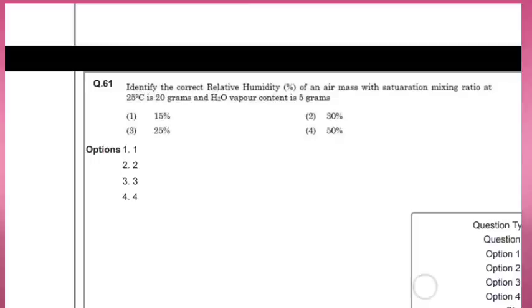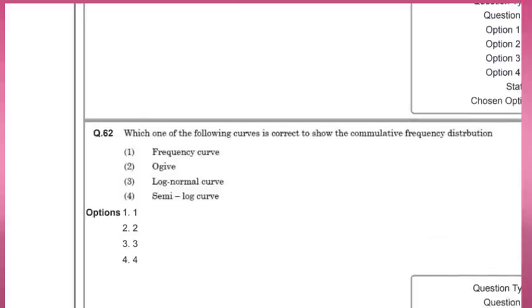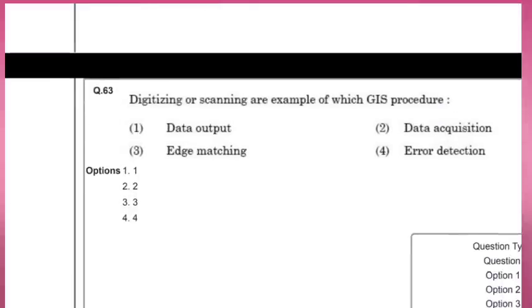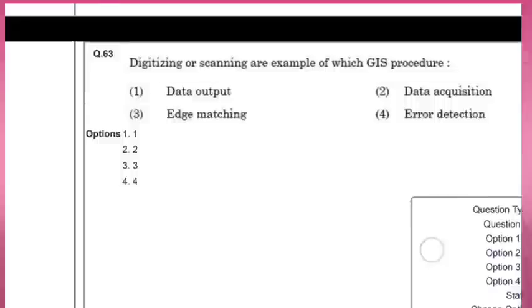And the next question, which one of the following curves is correct to show cumulative frequency distribution. Very near question. The correct answer is Ogive, option 2 is the correct answer. And next question, digitizing or scanning are examples of which GIS procedure. Very common this type of question. Definitely the answer is data acquisition, option 2 is the correct answer.